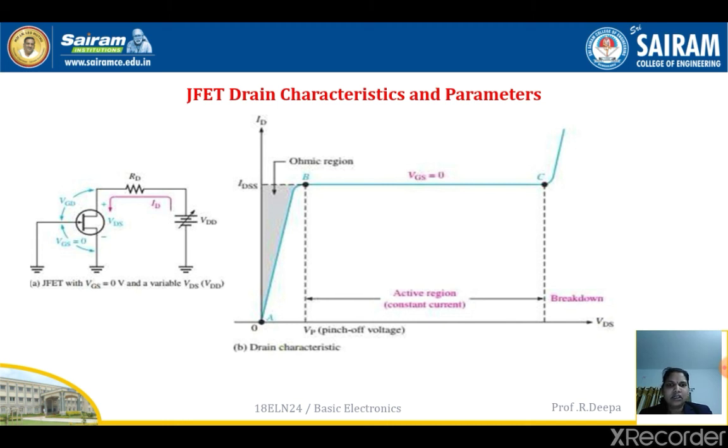The next region is called the saturation region or active region, where the current will be constant even if I increase the voltage from VP to VDS, say less than 25 volt. This region where the current is constant for various values of VDS, we call the saturation region. And above VDS, say 25 volt, the current increases rapidly. This region we name the breakdown region. So this is about the drain characteristics of JFET.